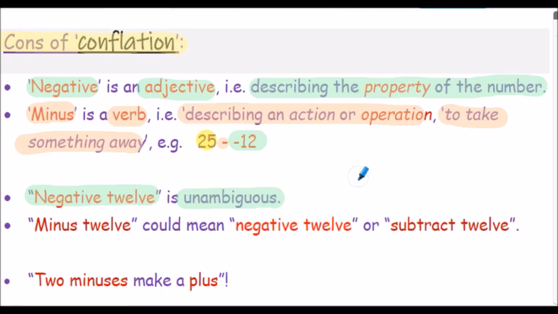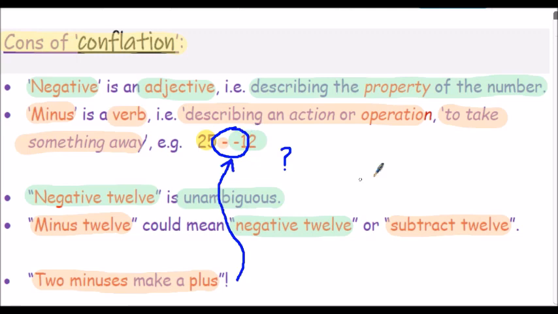That's the property of the number, it's a negative value. But if we state minus 12, that can be ambiguous because that could mean we have negative 12, or it could mean we have to subtract 12. And also this ambiguity can cause further confusion when we state that two minuses make a plus, as would be the case in this calculation here. So there's some disadvantages that mathematicians particularly would highlight when we conflate the terms negative and minus.